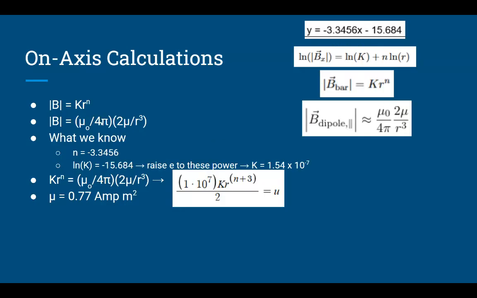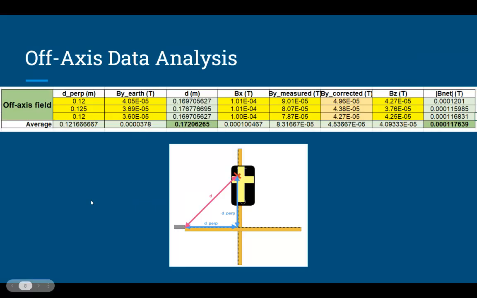So we're going to set our equations equal to each other. When we solve this around, what you're going to get is this constant k, r to the n, and this r cubed, which is the same r, so the exponents add to 3, divide by this 2, and you're going to end up getting mu right there. When we calculate this out, we get 0.77 meters squared.